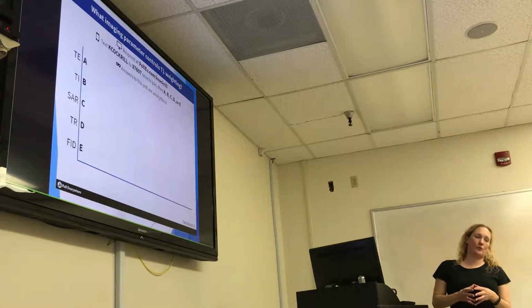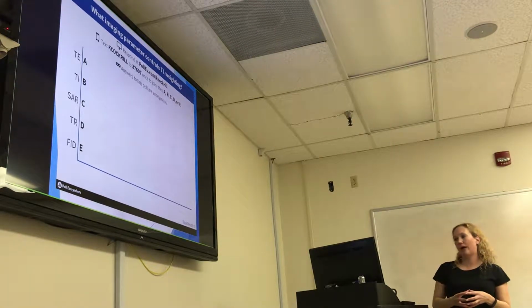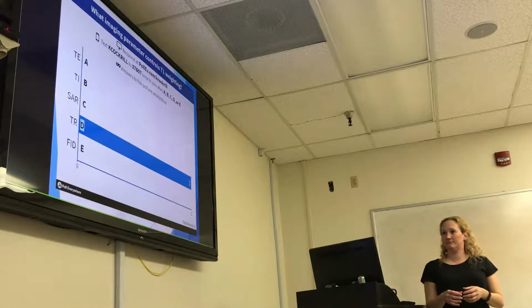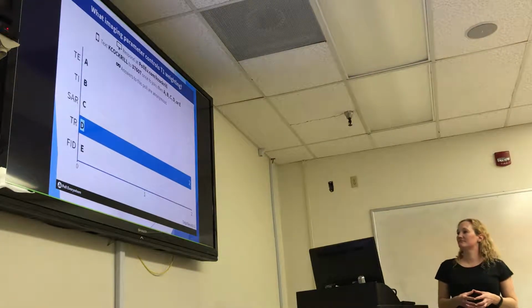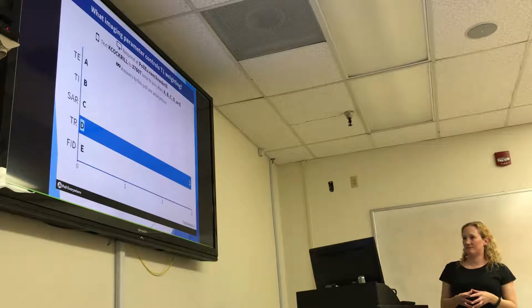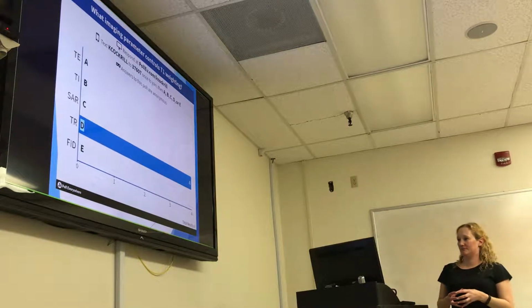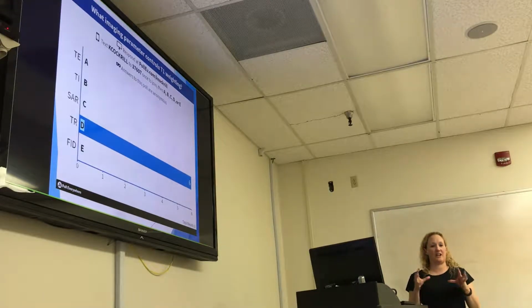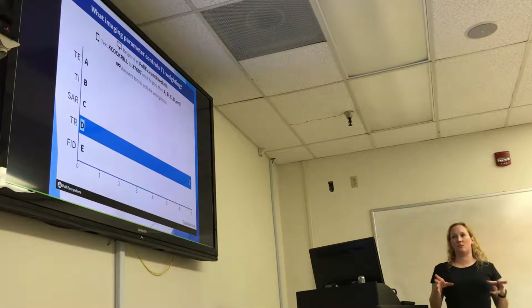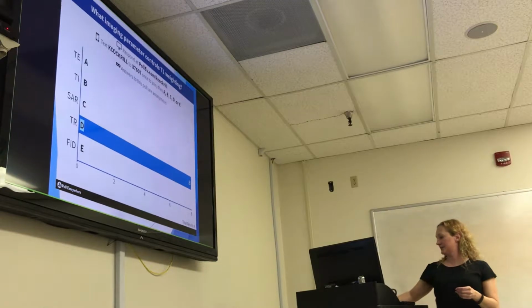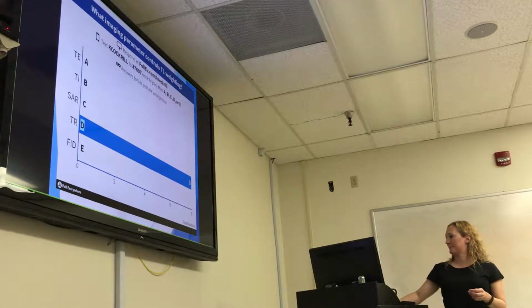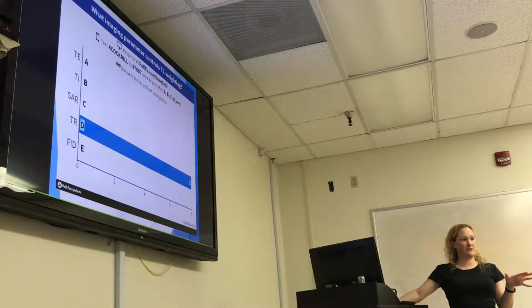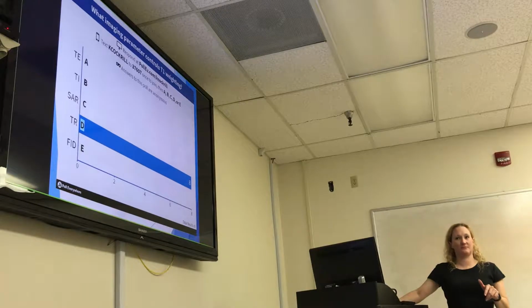So what imaging parameter controls T1 weighting? Great job, guys. Yes. So the TR, the repetition time, is what controls that T1 weighting. Excellent. Questions on T1 before we move on to T2? We're good? Okay.